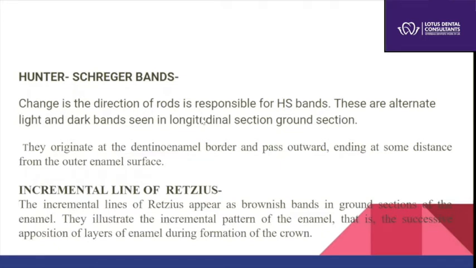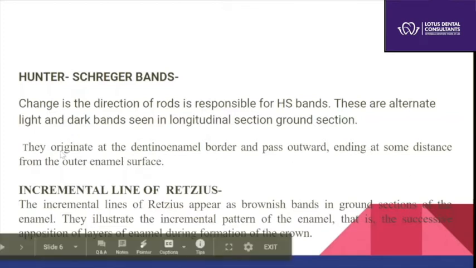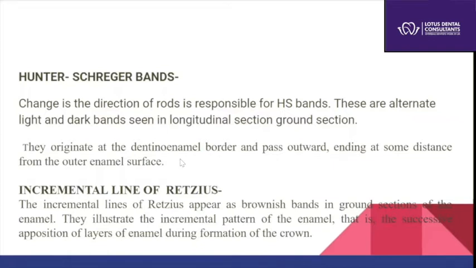They originate from the dentino-enamel border and pass outwards, ending at some distance from the outer enamel surface. So these don't come under the surface structures. These are present inside. Questions do come in the exam: which of the following are the surface structures of the enamel? So HS band is not a surface structure. I hope I'm clear to you.